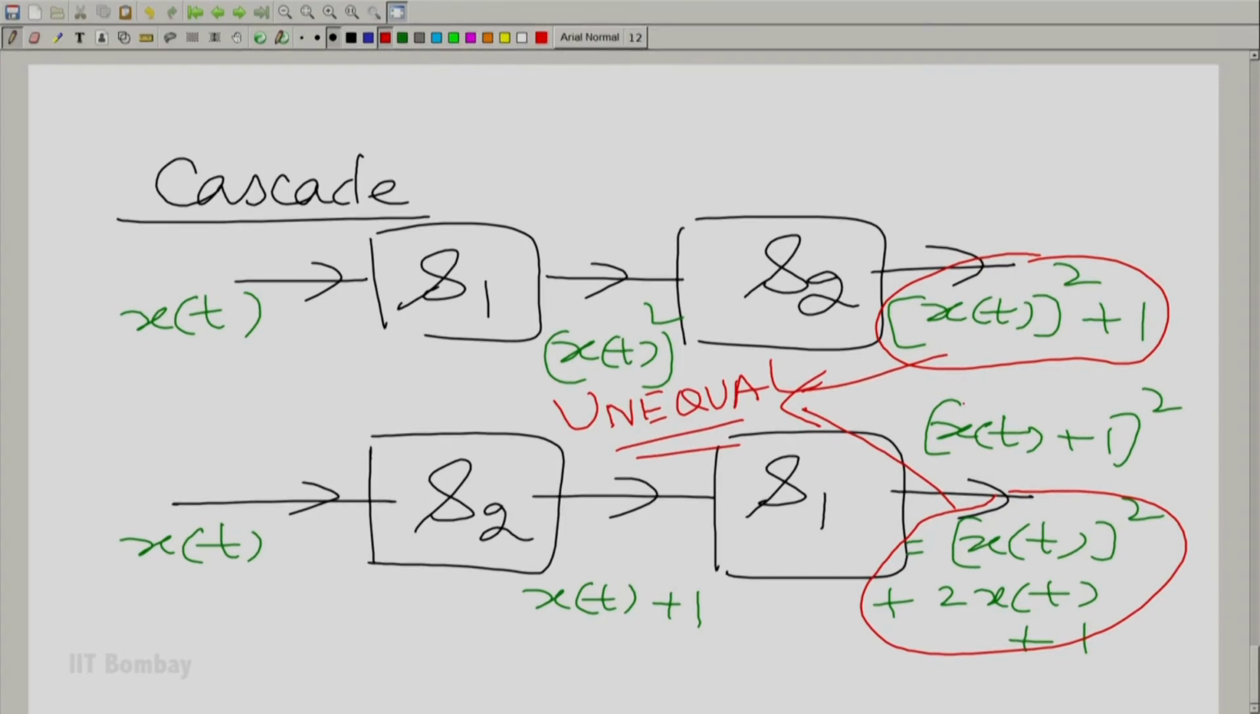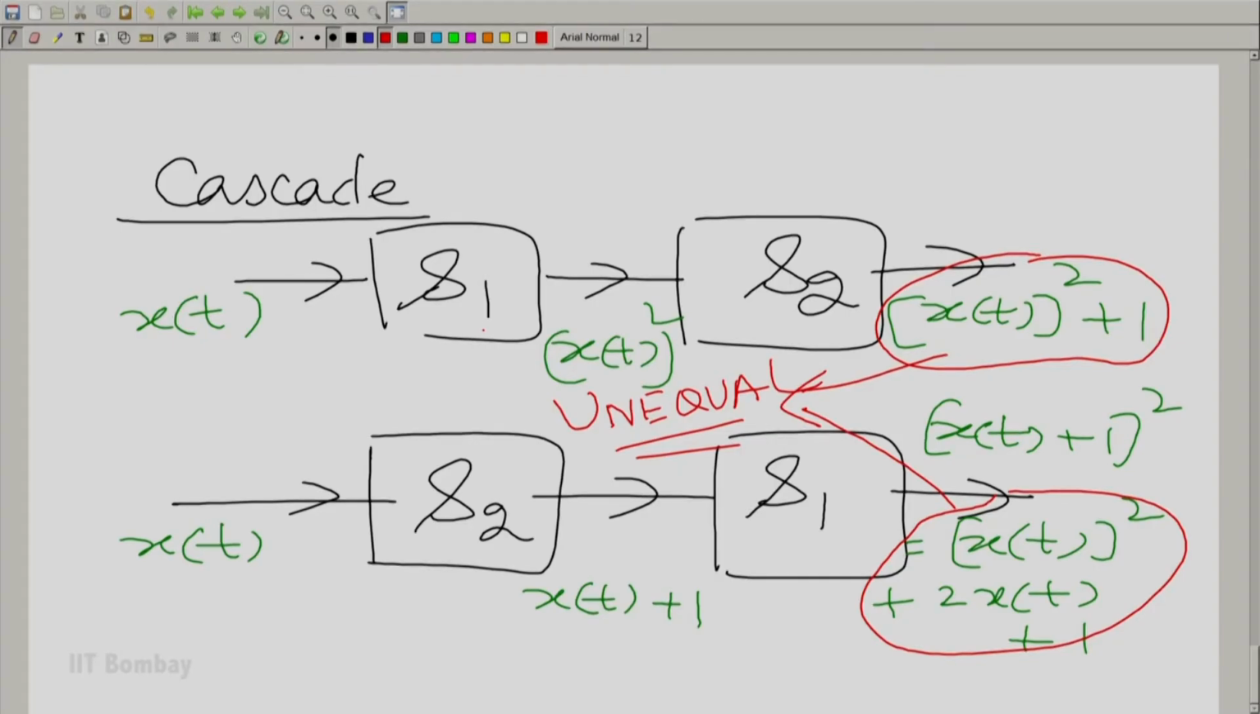So, it is very simple to see that when you have systems which are not linear or not shift invariant, there is a problem. Look back at this example. Here S1 is non-linear, in fact so is S2. So, both of these systems are non-linear, and as a consequence cascading them does not allow you to change the order of the systems in the cascade.